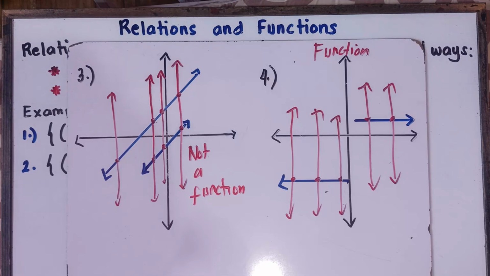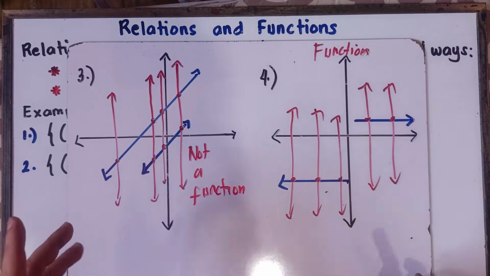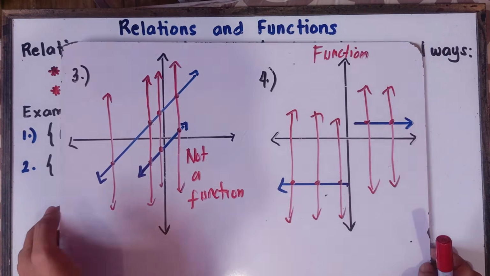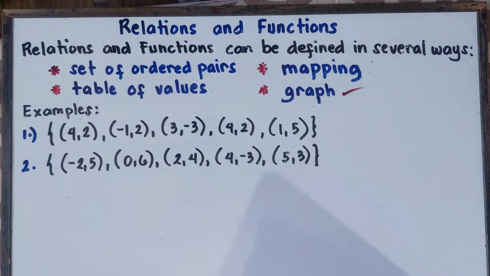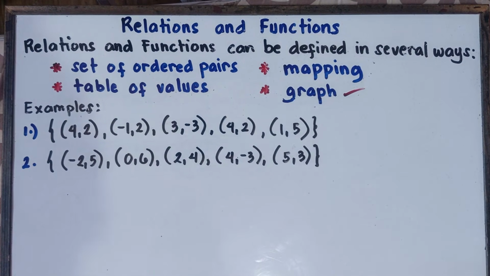Now if there are two points that intersect on the graph with that given vertical line, it will not be a function. Okay, it will not be a function. So later on, you will have your activity, and then you're going to determine, class, if it's a function or not.